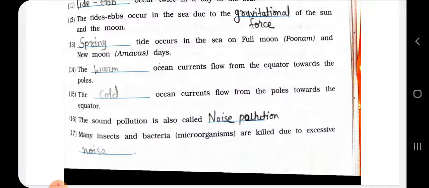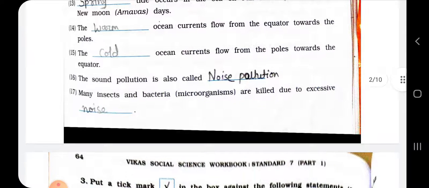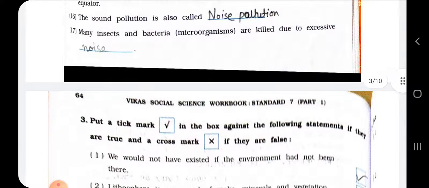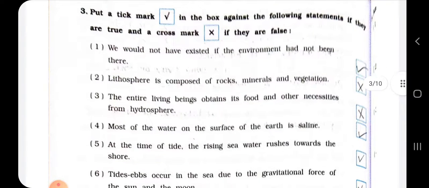The sound pollution is also called noise pollution. Many insects, bacteria and microorganisms are killed due to the excessive noise. Now, true false.